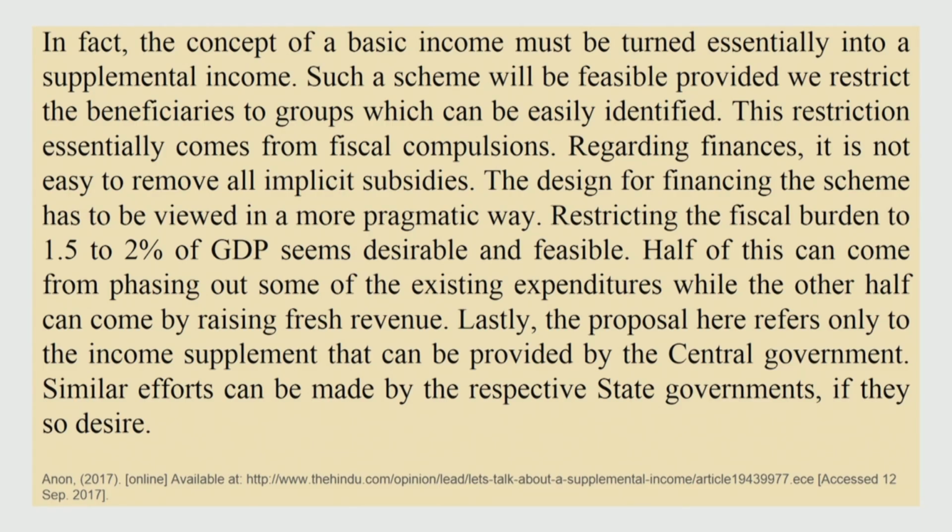It is not easy to remove all implicit subsidies. The design for financing the scheme has to be viewed in a more pragmatic way. Restricting the fiscal burden to 1.5 to 2% of GDP seems desirable and feasible. Half of this can come from phasing out some of the existing expenditures, while the other half can come by raising fresh revenue. Lastly, the proposal here refers only to the income supplement that can be provided by the central government. Similar efforts can be made by the respective state governments if they so desire.